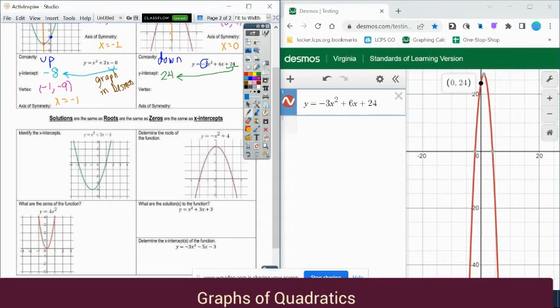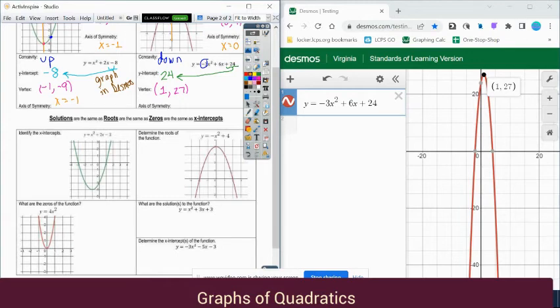Now we're looking for the vertex to this, so go ahead and find the highest point, and it is a really, really high point on here. That's why we had to zoom out in order to see it. And so we can find that at (1, 27).